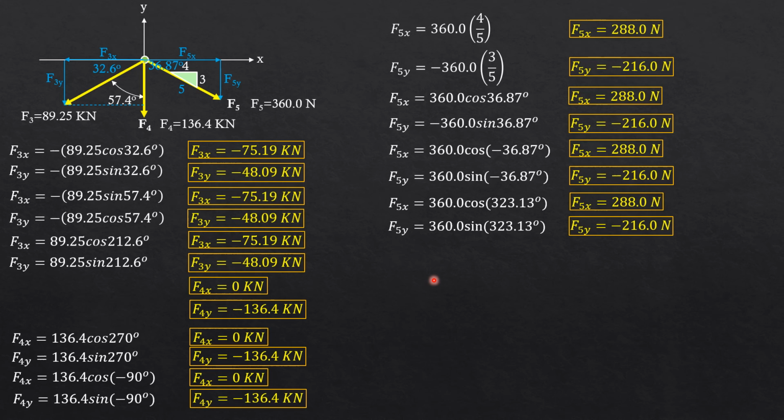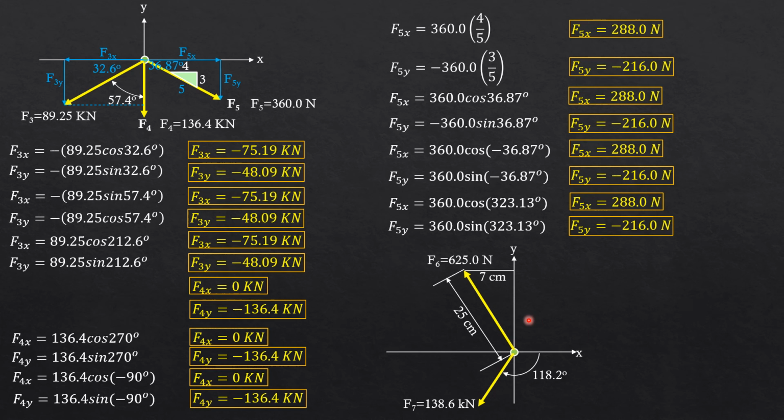So I also give you an exercise. Do this, and I want you to present at least 4 methods and verify that the answers are the ones that are displayed in this video. So we have this force F6 with magnitude 625 newtons, and these are the informations. And we have F7 136.6 kilonewtons, and this angle is 118.2. So show that F6x is equal to negative 175.0 newtons. F6y is equal to positive 600.0 newtons.